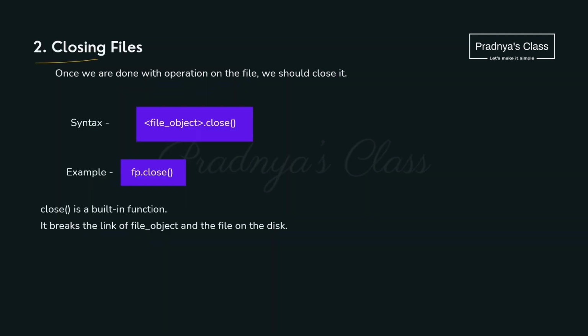Moving ahead to the second operation, that is closing the file. Here is the syntax: file object dot close. This file object we created with the open function.